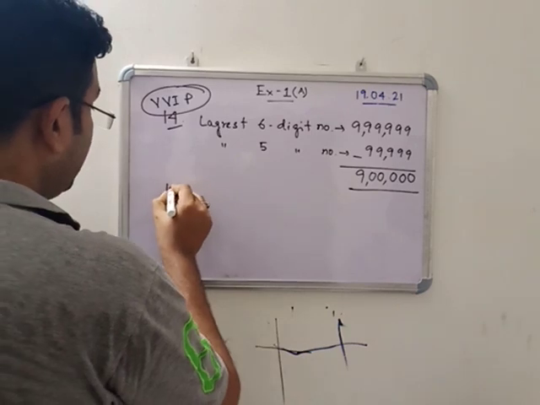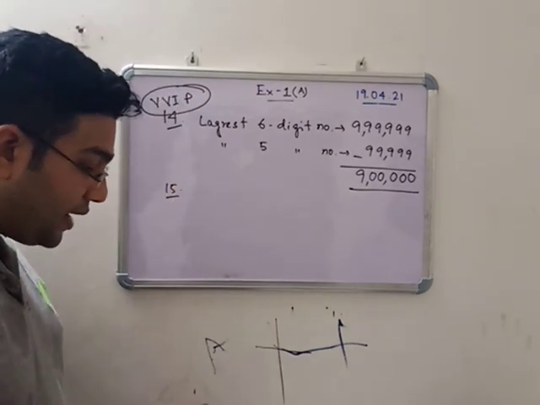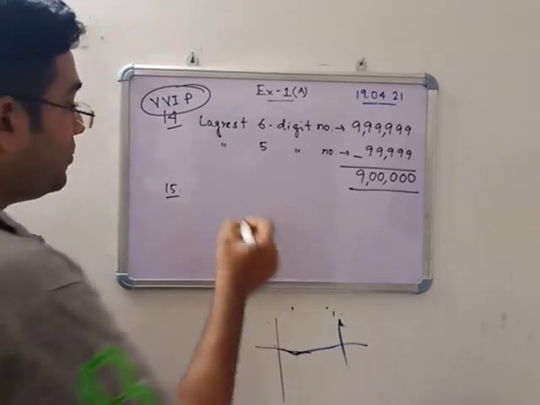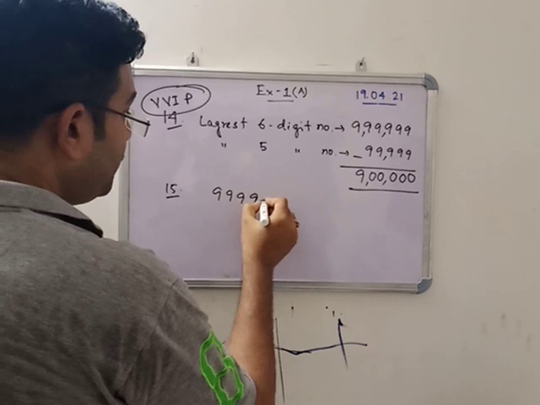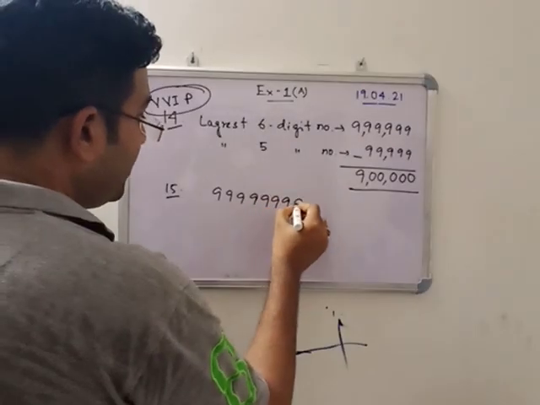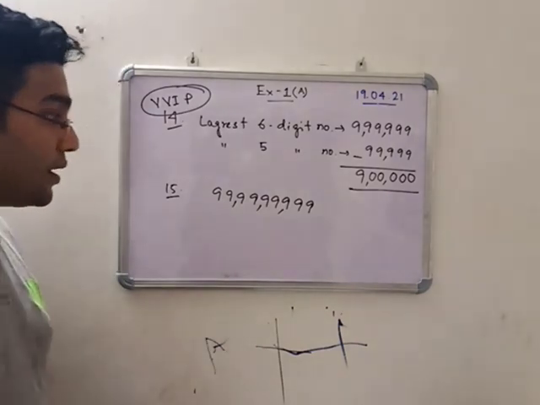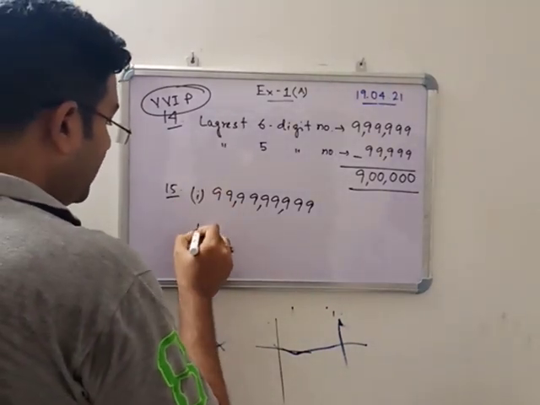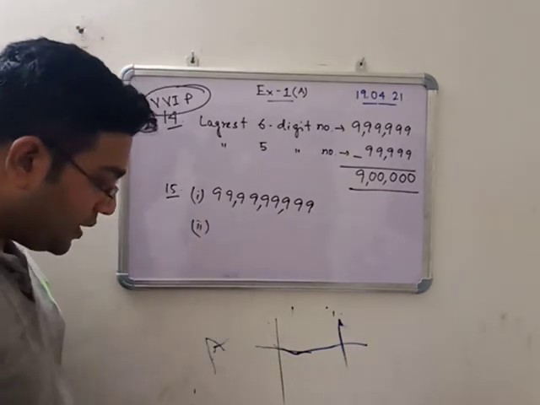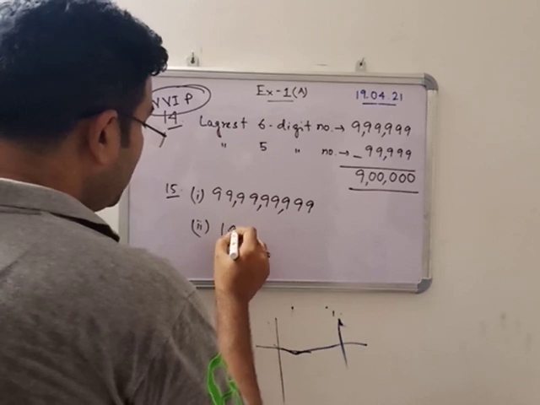Okay, 9 lakh. So next, number 15. In 15, very easy question this is. See that: write the largest 8 digit number. So very easy. 9, 9, 9, 9, 9, 9, 9, 9 you have to write. This is number 1. And number 2 is: write the smallest 8 digit number.